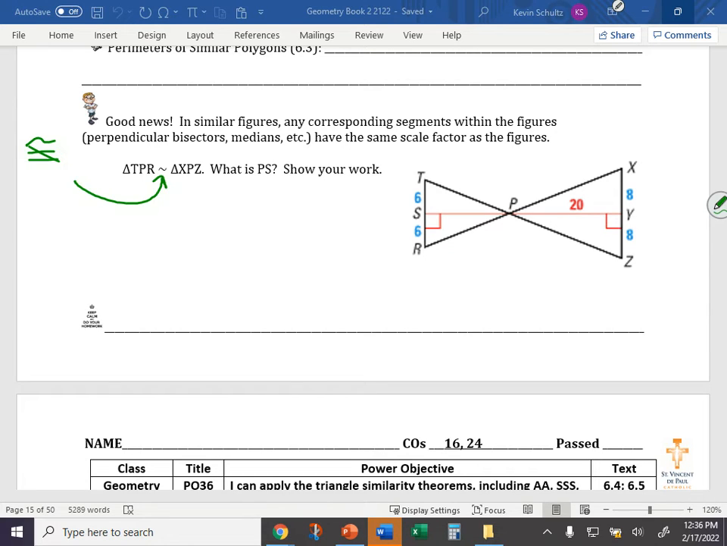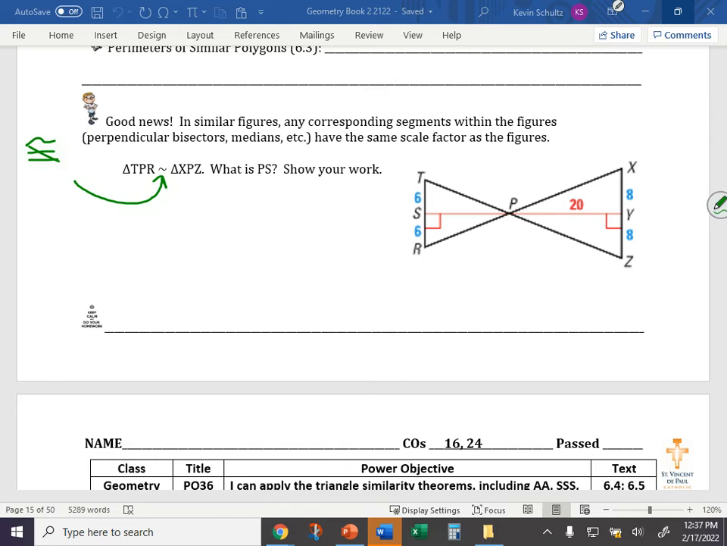What is segment PS? Okay, so let's kind of identify these pieces here. TPR is this triangle on the left here. From TS to SR, they are both 6. And then XPZ is the larger triangle on the right. Point Y is the midpoint, 8 and 8. And then PY is 20. What type of segment is PY and SP?